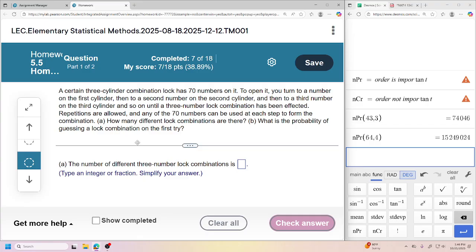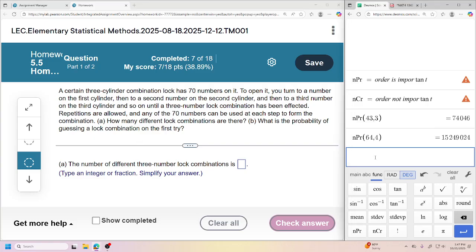That looks like a lot, Chad. Look at that one. Doesn't that look like a lot? So a certain three-cylinder combination lock has 70 numbers. To open it, you need to turn a number on the first cylinder, and then a second number on the second cylinder, and then a third number on the third cylinder, all the way down. Repetitions are allowed. Any of the 70 numbers can be used. What are they talking about?